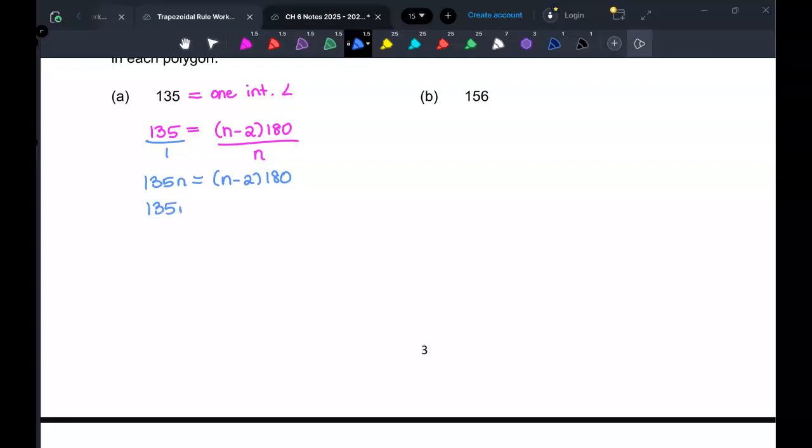Distribute. So I have 180n minus 360. Subtract 180n. So that'll be negative. What's 135 minus 180? So negative 45n. Then divide. n equals 8. Always make sure you get a positive answer here. A negative wouldn't make sense. You can't have negative 8 sides, so just make sure. So that means there are 8 sides.